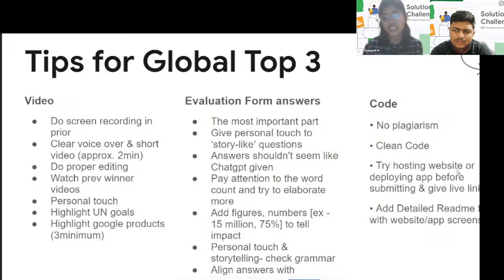Next thing, also in the GitHub code, try to add a README file, because sometimes the judges may not have proper time to look at the code. In that case, if you have a good README file with website or app screenshots, or if you're building a hardware solution, pictures of how the device works, it's going to create an impact immediately. So there would be no need for the judge to go through your code. This could also create a sense of credibility for you.